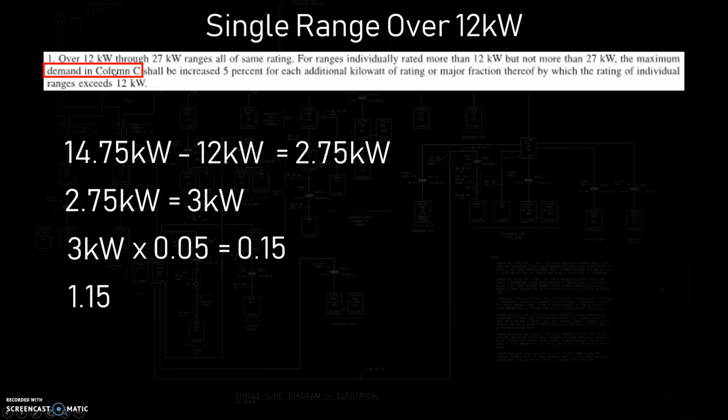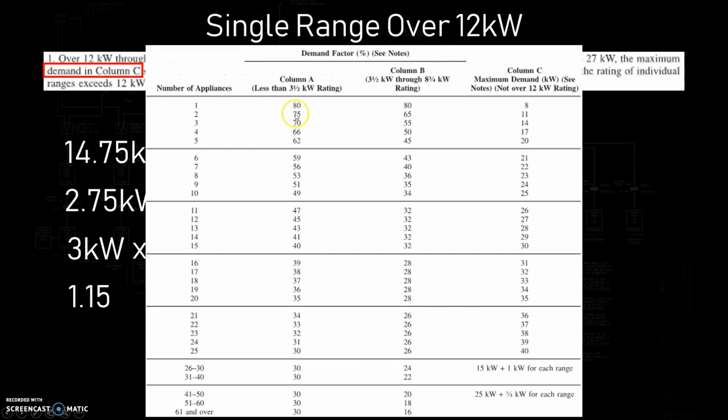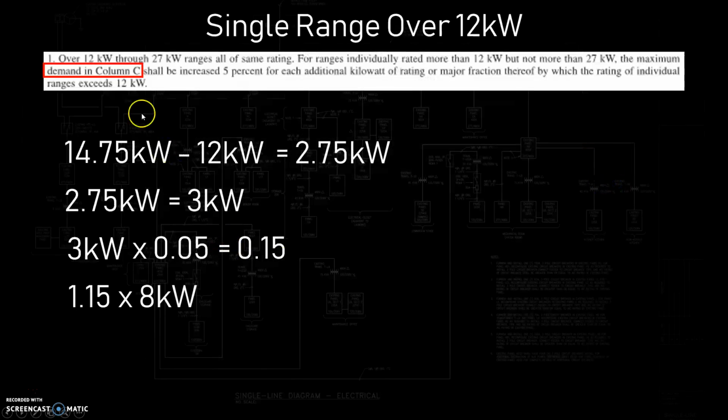Okay, so again, let's just jump back and check that. So our column C again is over here, not exceeding 12. Well, we did. So our original demand factor for one appliance in column C is 8 kilowatts. Okay, and remember that, you're going to use that a lot. So we need to increase that original demand factor of 8 kilowatts by 15%.